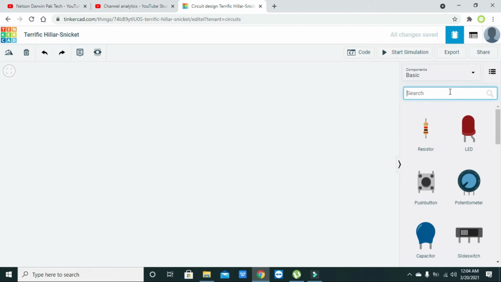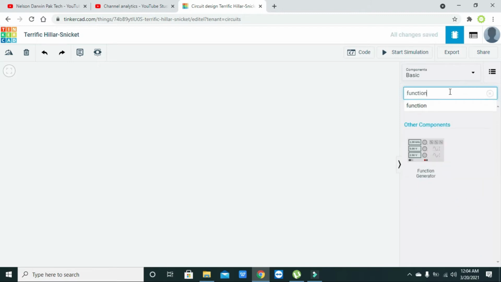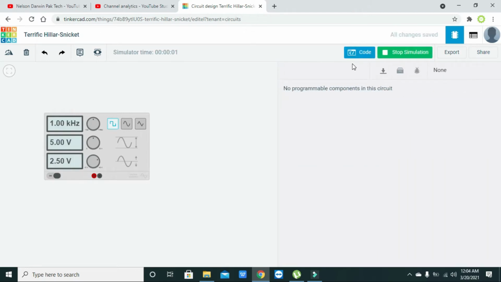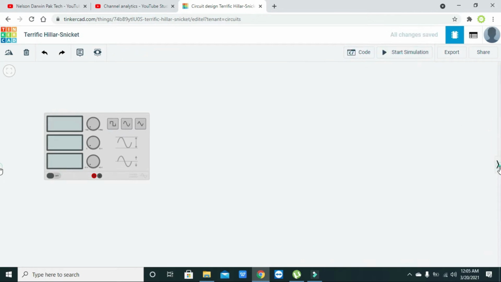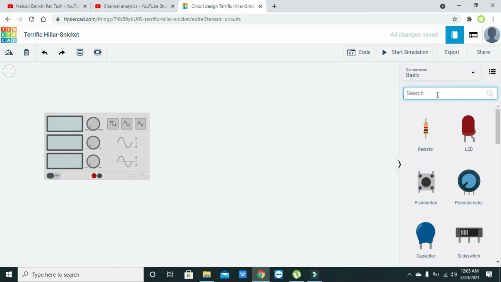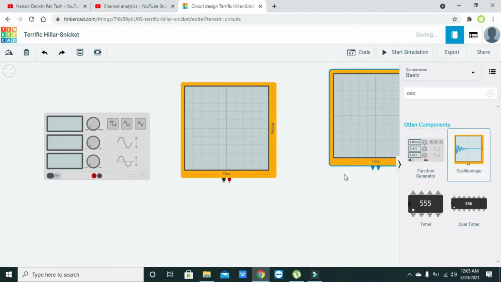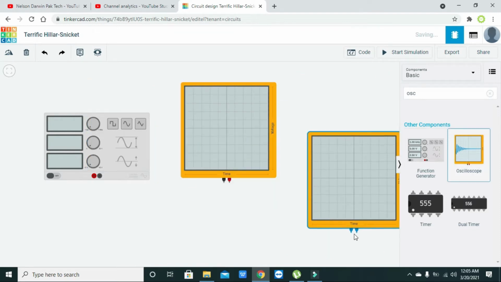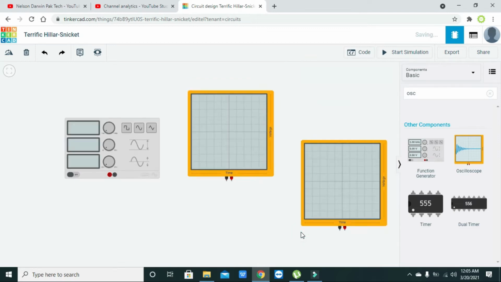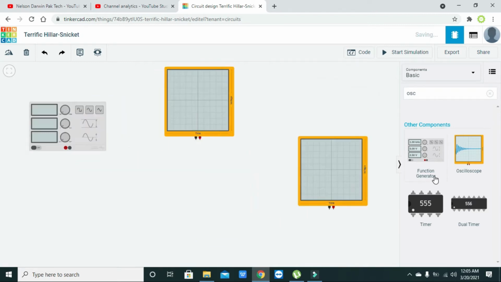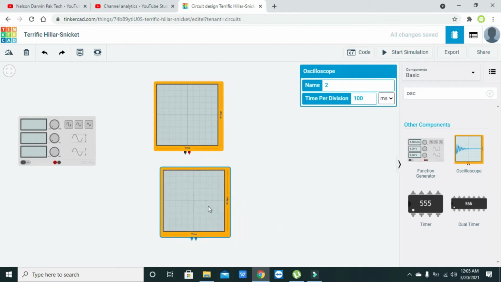So here we need to take, first of all, the function generator in order to produce the AC voltage. Then we need to take the oscilloscopes for the output. Here you need to take two oscilloscopes because you want to observe two graphs. We also need to zoom out like this, and we will place the two oscilloscopes here.